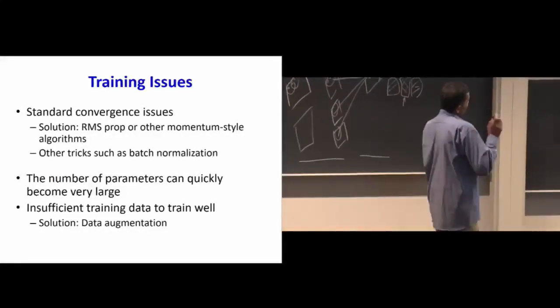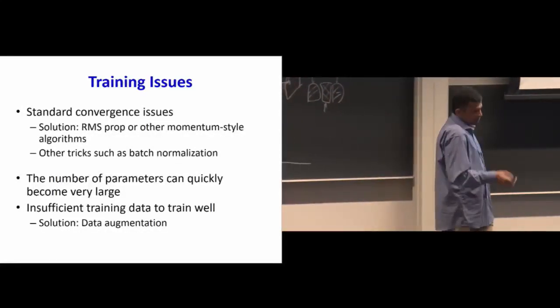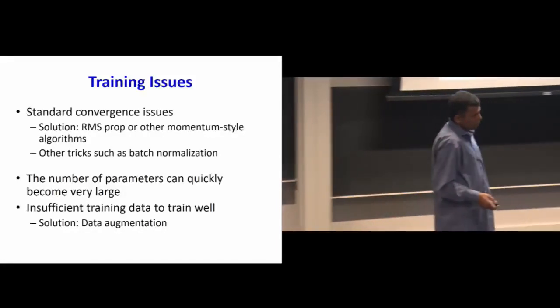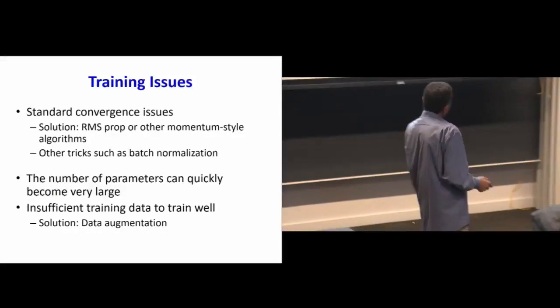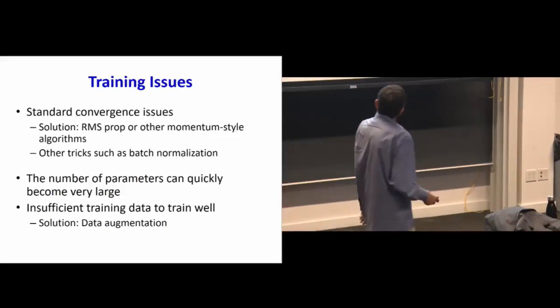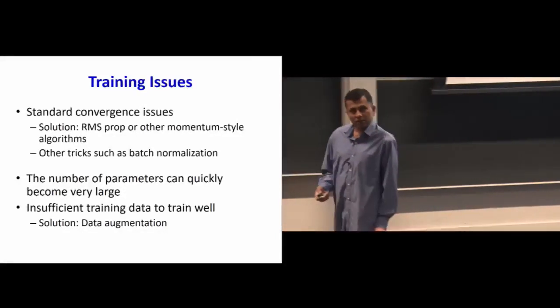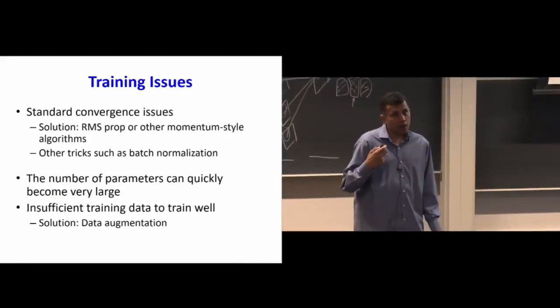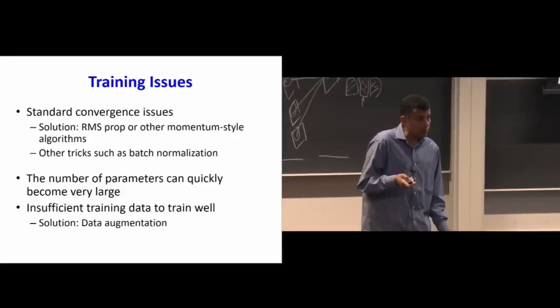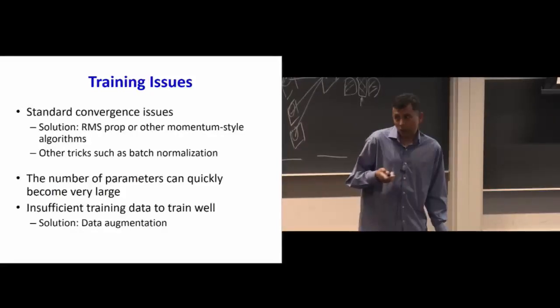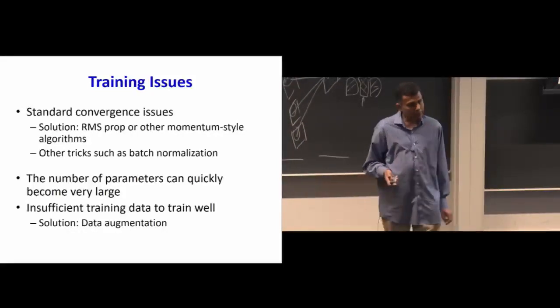So training, standard convergence issues. If you worked on homework 1, you know exactly how you're struggling in making things converge. You typically need things like RMSprop and other momentum style algorithms. The number of parameters can quickly become very large, which means that you're going to end up with insufficient data.